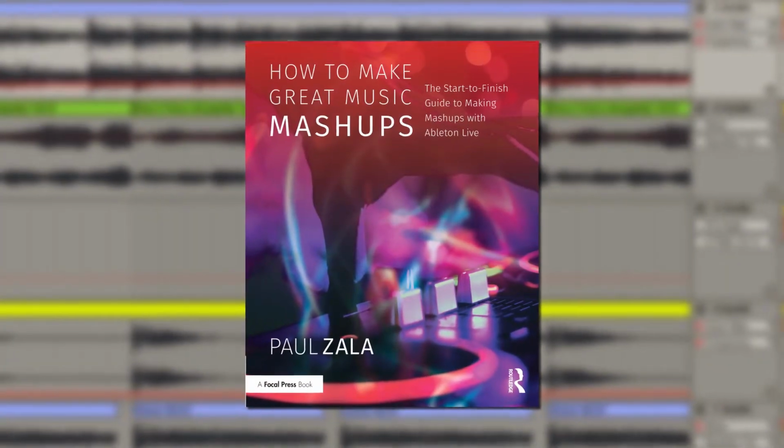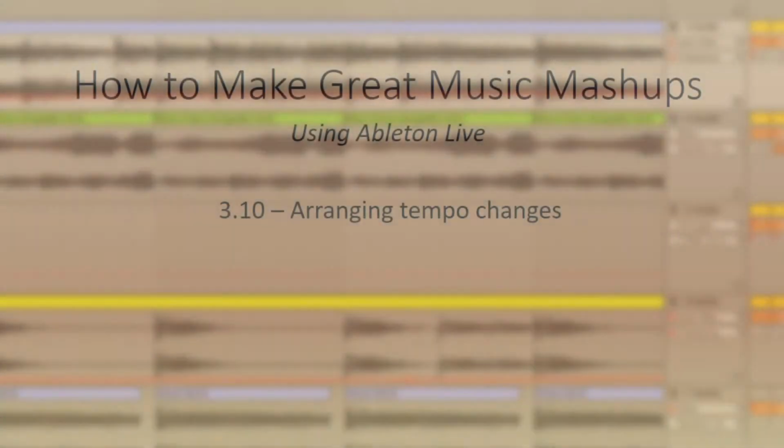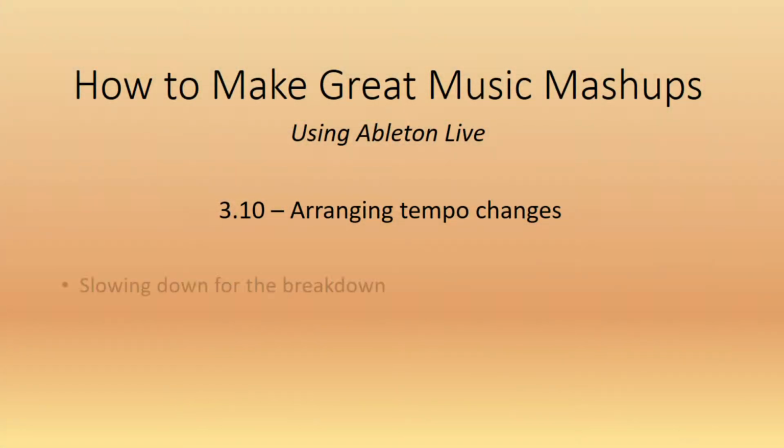Hi guys. In this video we're going to talk about tempo changes, specifically doing mashups where you need to slow down in the middle. This is to allow you to go from a dance tempo to something more like R&B or rock music, which may be at a slower BPM.